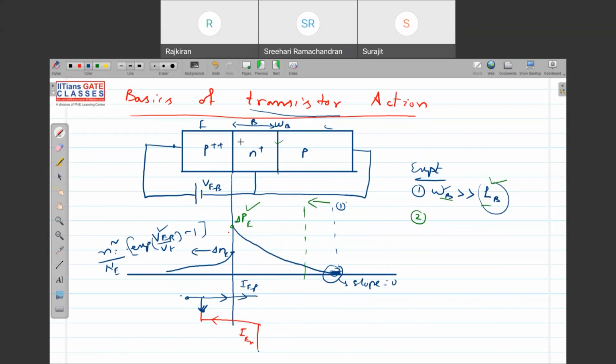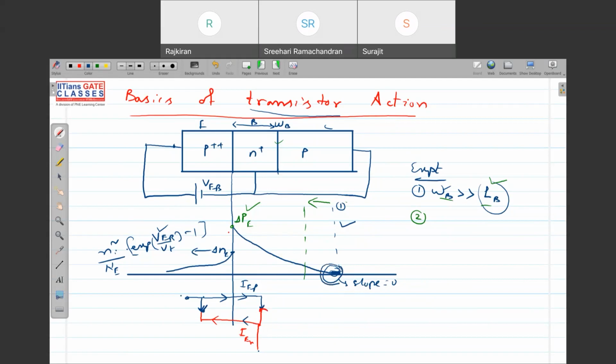Now you see what happened. Since the holes have been injected in the base, and I'm assuming the junction is very far away, they will recombine with the electrons in the base, right or not? So the base contact, what is it doing? It is giving the electrons that have been injected from base to emitter, and also giving the electrons that have been lost because of the recombination with the holes, right?